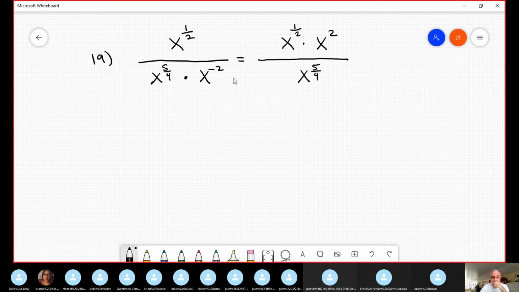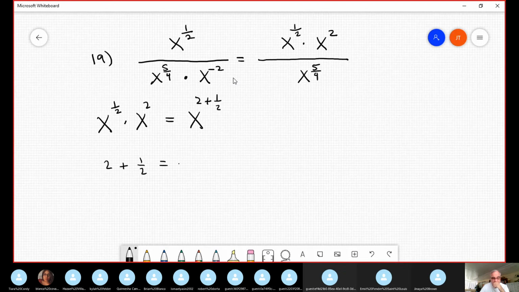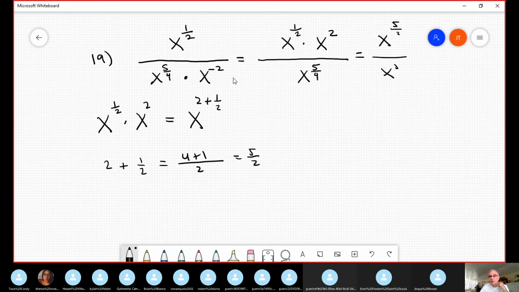Either way, in this case, the order of the operation is the same. Your multiplication, for example, x to the 1/2 times x squared is addition: x to the 2 plus 1/2. And 2 plus 1/2, the LCD is 2, 4 over 2 plus 1 over 2, so 5 over 2. So in the top we have x to the 5 over 2. In the bottom we have x to the 5 over 4.